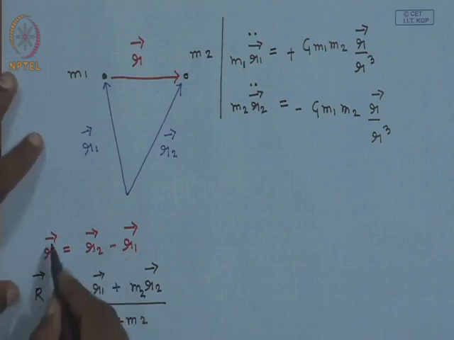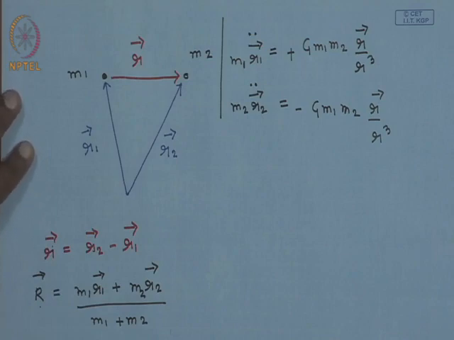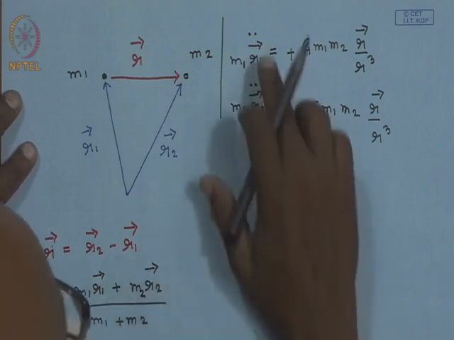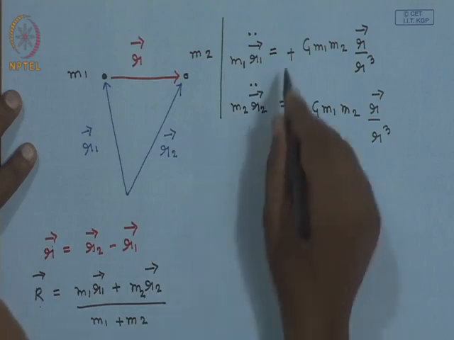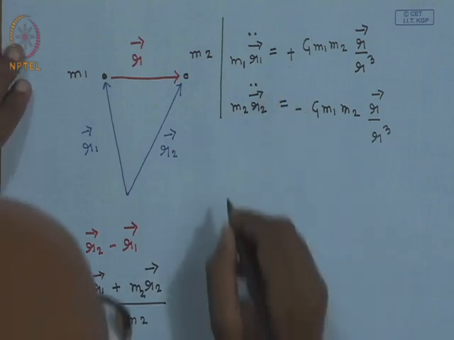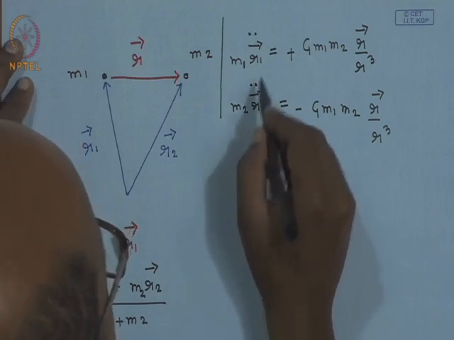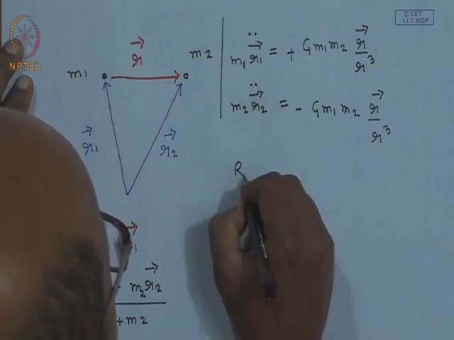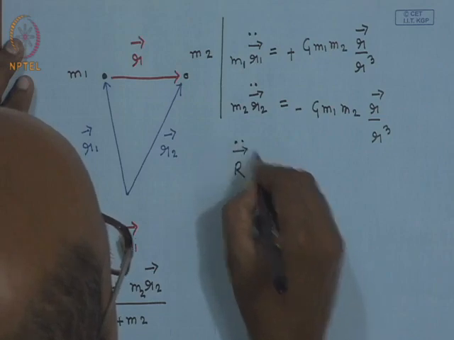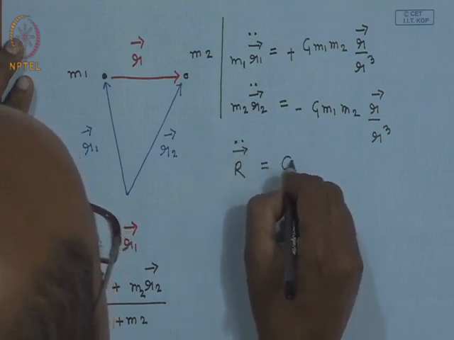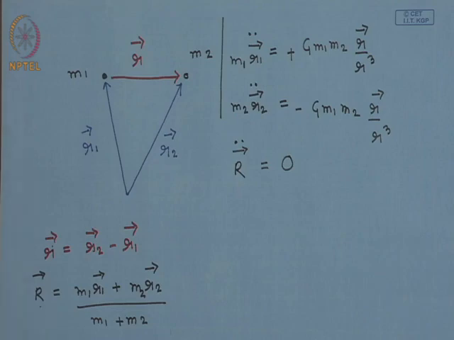So, in terms of these two vectors, what are the equations of motion? So, let us first work out the equation of motion for the center of mass. This can be worked out by just adding these two equations. If I add these two equations, what I get is R double dot is equal to 0. So, what we see is that the center of mass of the two particles moves like a free particle. There is no external force acting on the center of mass.